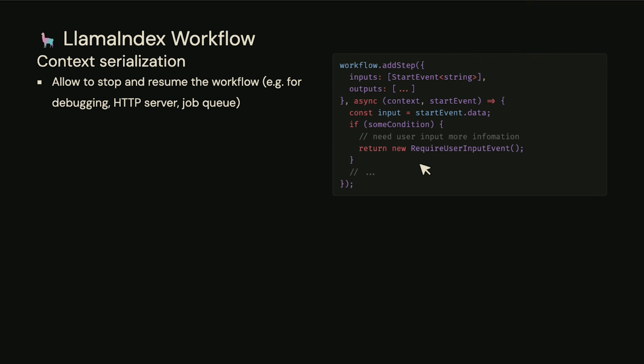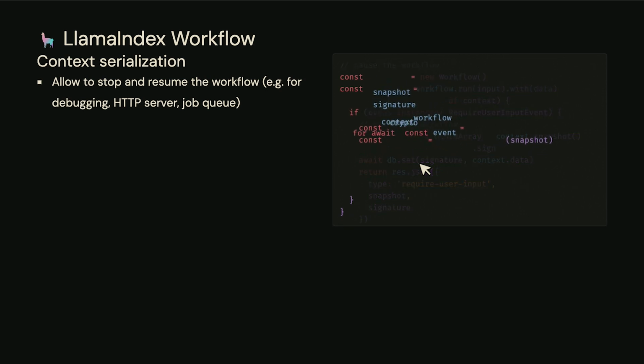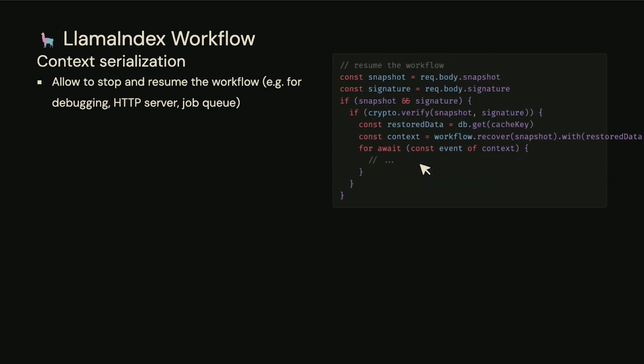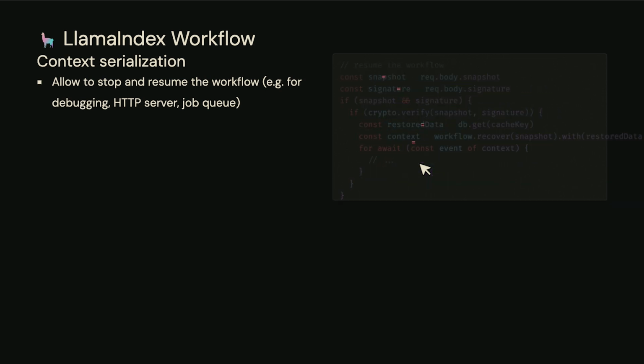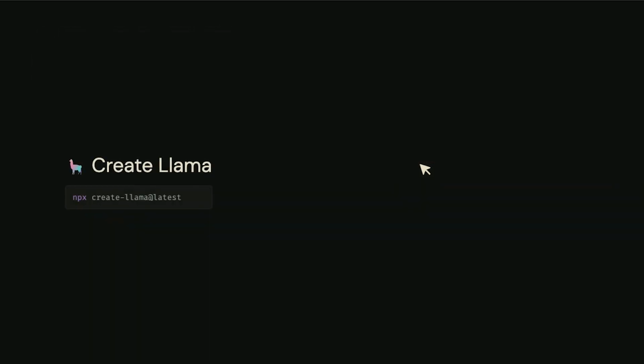Then in the code, you can just serialize the event, serialize the workflow, and return to the front end. After that, you resume that workflow and continue. Yeah, you can resume the workflow here. And also you can do this in our Python. It's kind of a low-level API, but we do support that.